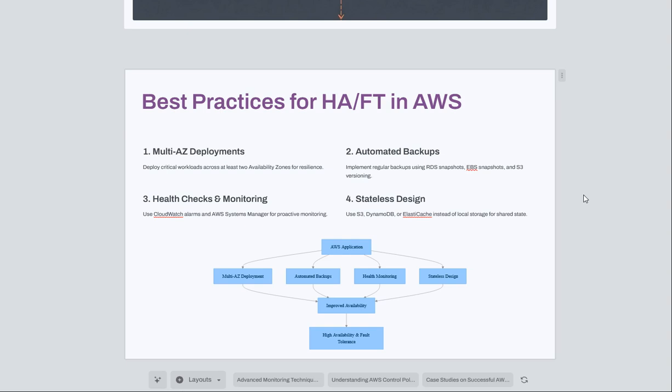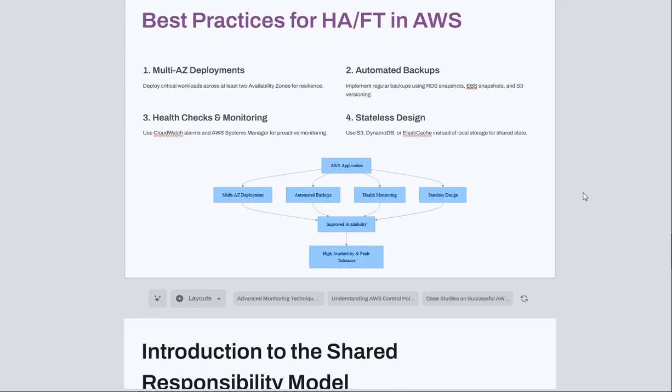So there's a small diagram underneath. You can see AWS applications, right? So high availability, you achieve that through multi-Availability Zone deployment, and then fault tolerance through automated backups, health monitoring, and stateless design, right? So all of these improve the availability of these services, and ultimately lead to high availability and fault tolerance for these services, right?